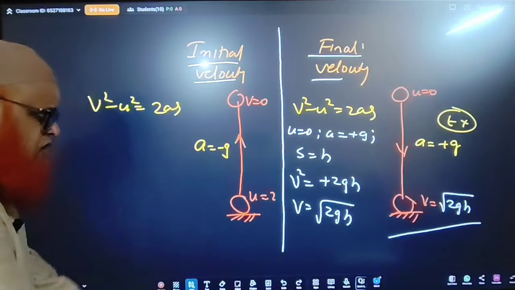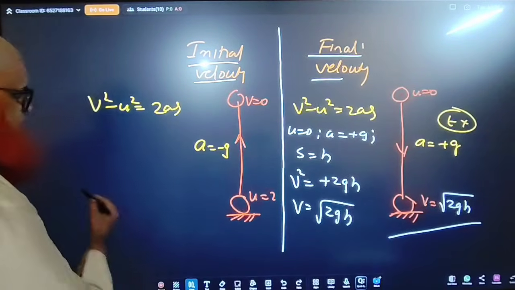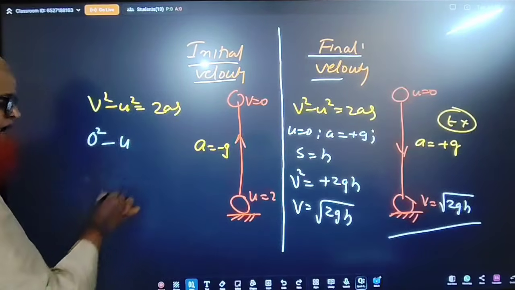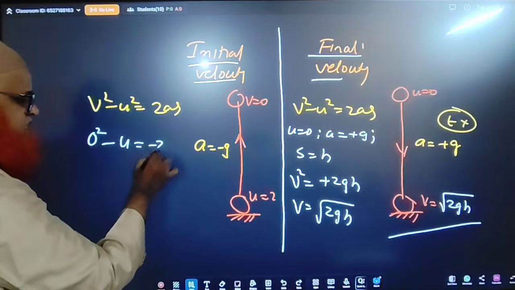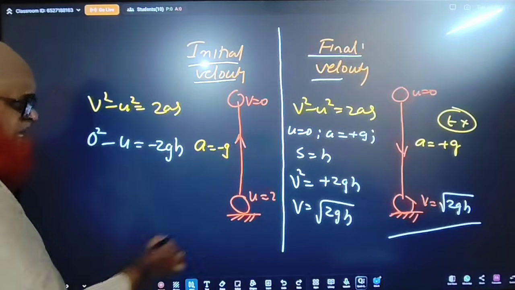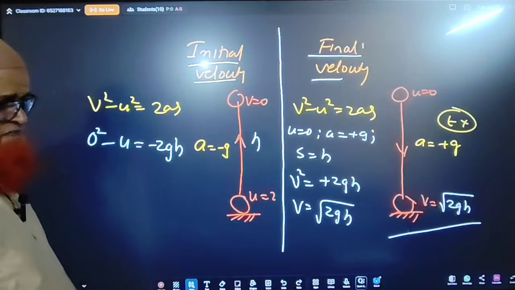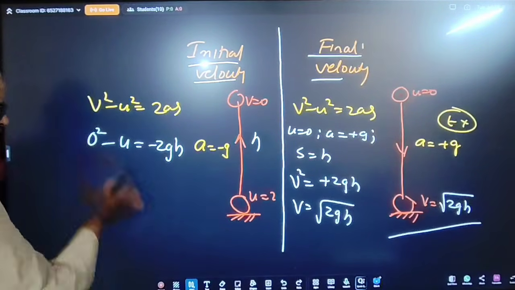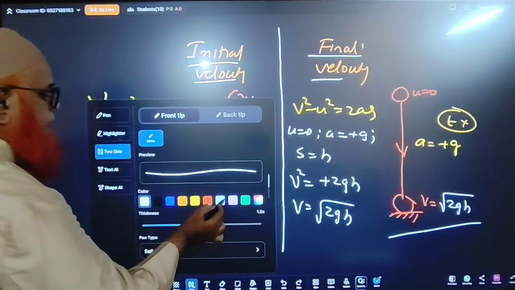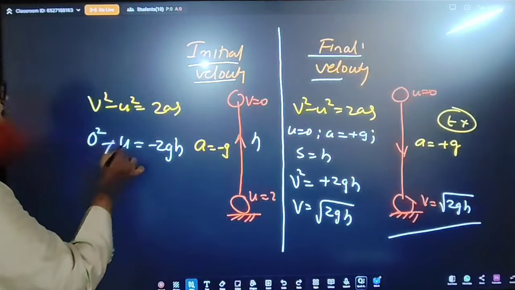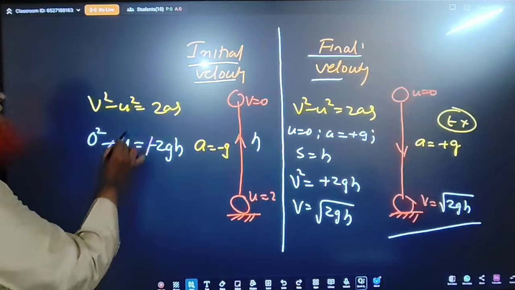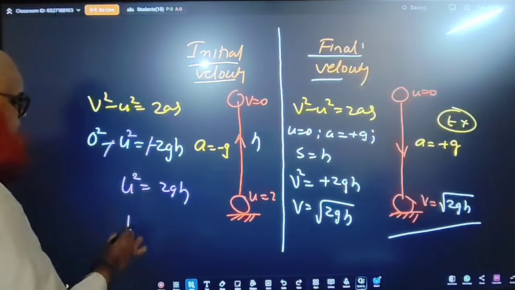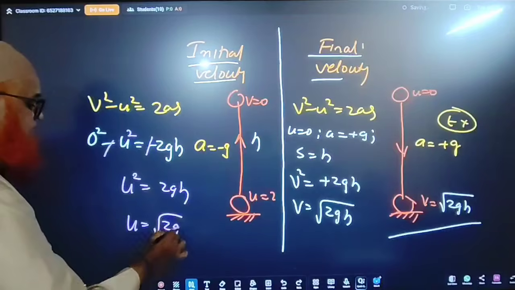What is going to be the initial velocity when you throw upwards? Let us see here. Final velocity is going to be 0. Initial velocity is in your hand, and the body goes upwards, so it is going to be minus 2gh as it has reached the maximum height h. Now what do you understand from this? Here minus minus gets cancelled. Here minus and minus gets cancelled. Then what is left? u square is left. So u square is equal to 2gh. u is equal to under root of 2gh.